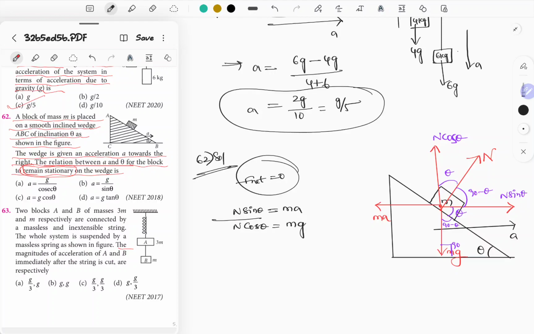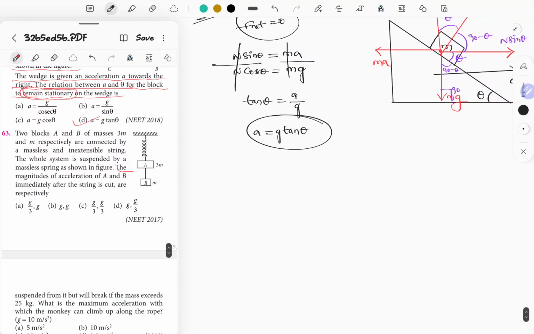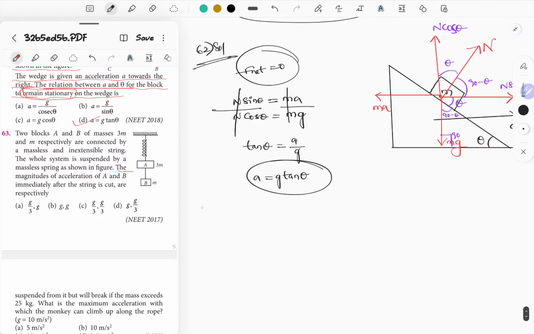Okay, so just divide these two equations. What are you going to get? N will get cancelled out. Tan theta is equal to a by g, as the mass also gets cancelled, and a is equal to g tan theta. This is the answer. Which option matches? a is equal to g tan theta. Option D is correct. Very good. Hope you understood. Next, question number 63.